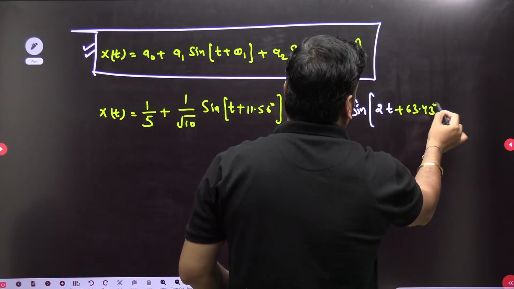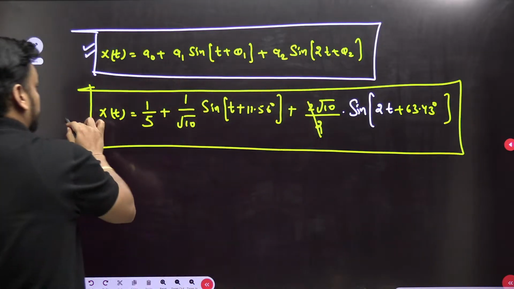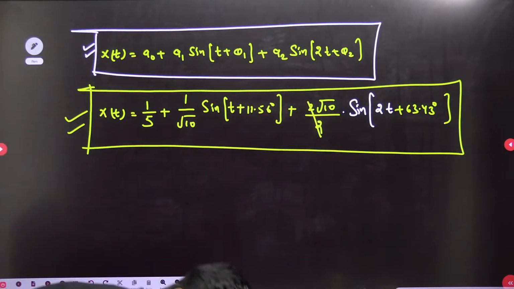63.43 डिग्री. जस्ट क्रॉस चेक दिस एंड जस्ट टेल मी आर यू गेटिंग द सेम xt और नॉट. जस्ट कंफर्म दिस. This is a 12 marks question, engineering services mains question. Are you getting same to same or not? Just confirm this. √10 sin 2t plus 63.47. Exact value you are getting or not? This is nothing but your answer, guys. This is the only your answer.